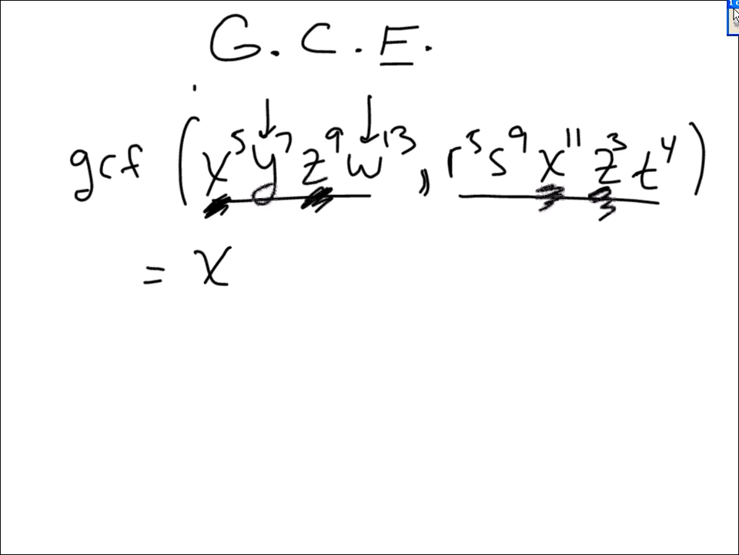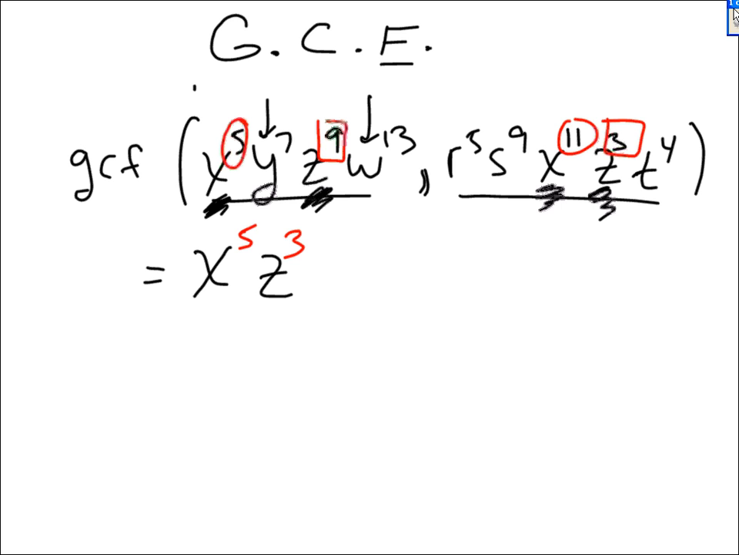So the answer will be X to some power times Z to a power. When it comes to X, the powers are 5 and 11. We write down the smaller one. When it comes to Z, the powers are 9 and 3. We write down the smaller one. Problem is done. The letters are much, much easier than the numbers.